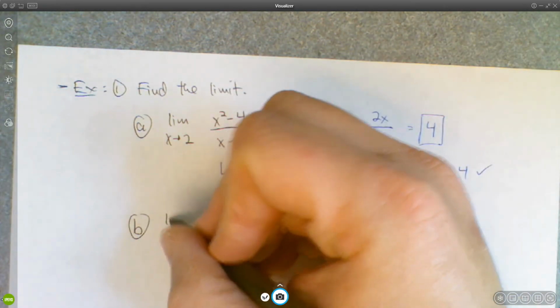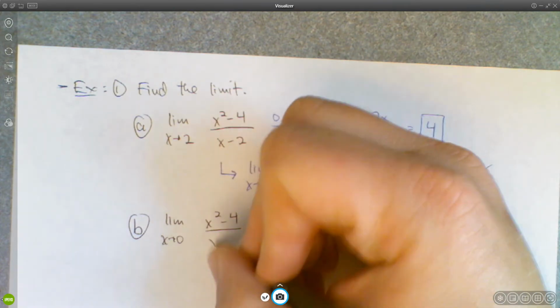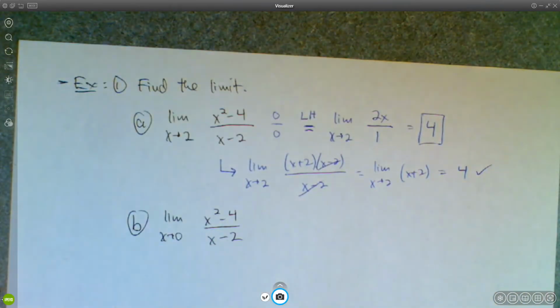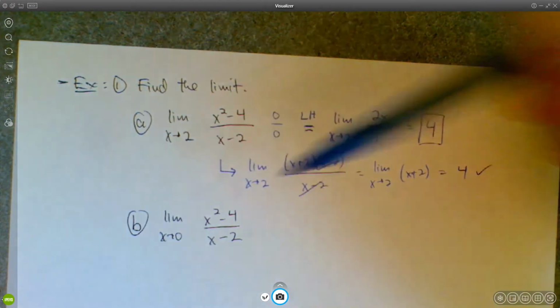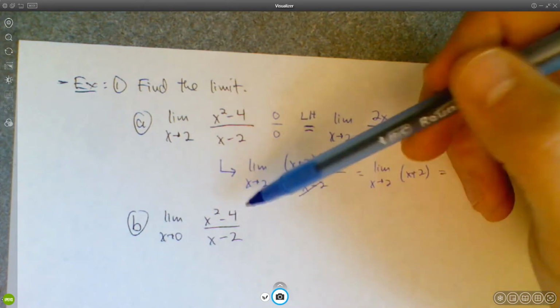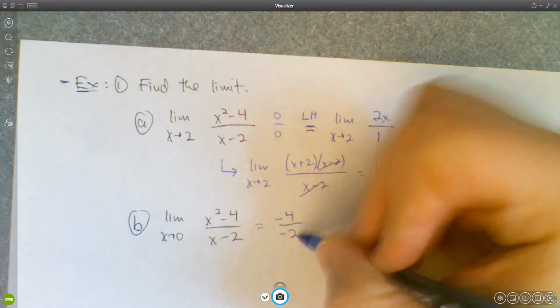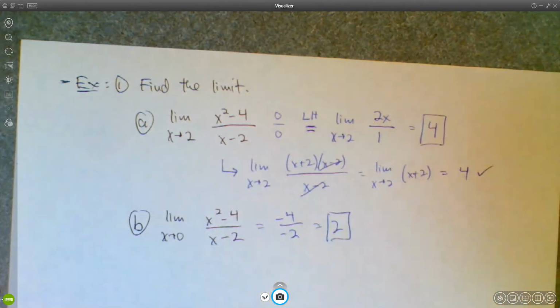Let's find the limit as x approaches 0 of x squared minus 4 over x minus 2. Okay, now before you get overzealous and immediately start taking derivatives, this is not an indeterminate form. You're not going to use L'Hopital's rule on this, right? Because if you just do direct substitution here, what do you get? You get 0 squared minus 4 is negative 4, over 0 minus 2 is negative 2, right? You just get positive 2. That's not indeterminate, so you don't need to use L'Hopital's rule.